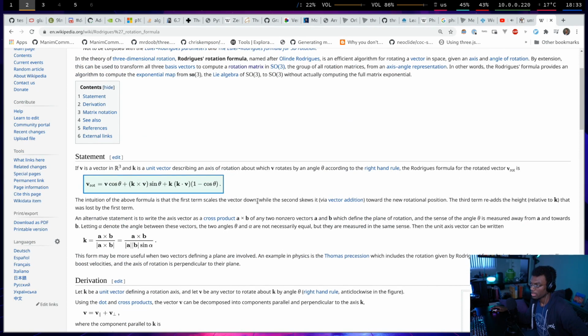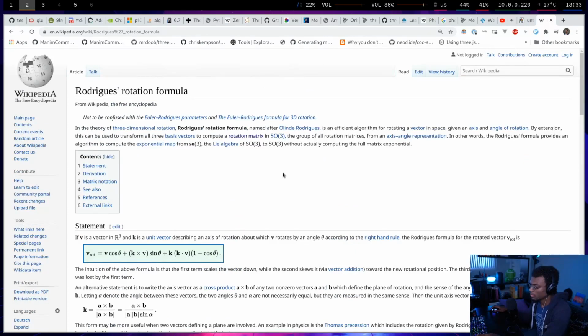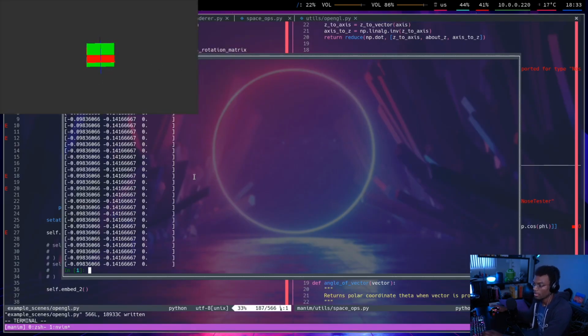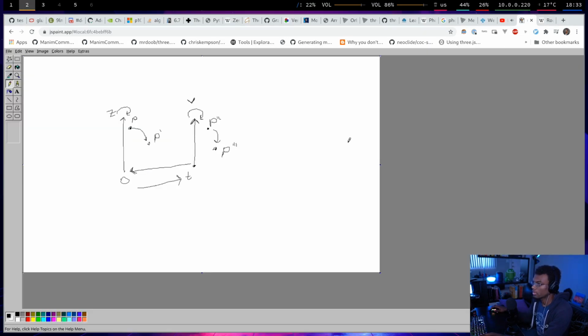The first term scales the vector down. The second skews it toward the new rotational position. The third term re-adds the height that was lost by the first term. Well, it doesn't make a ton of sense to me. I'll keep it in my back pocket, but first I'm going to try to do it probably the slower way that I understand. Well, let me see.